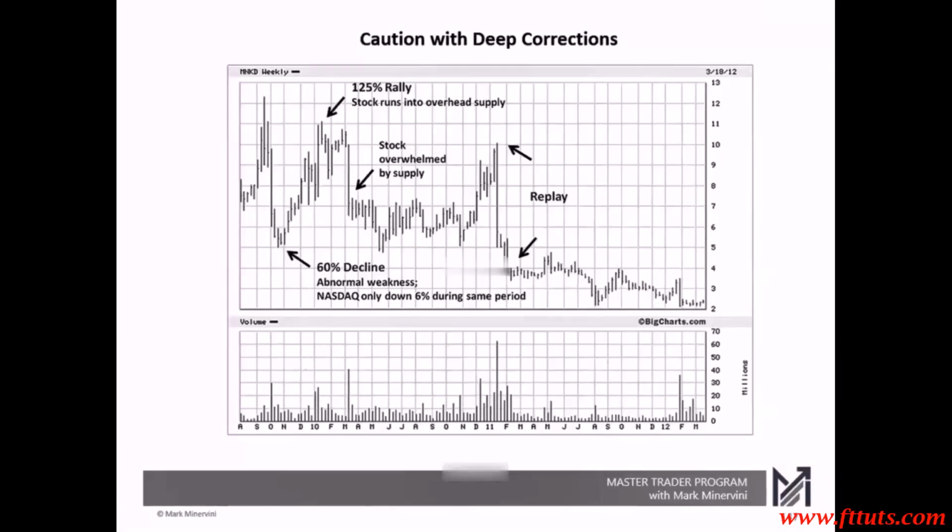Right. And also, like Dave said, this is also looking at the market and the environment. If you have a big bear market, you're going to have bigger and deeper bases. So it's going to be somewhat of a function, but you should always compare it to the market. If you can see right here, I point out that this decline is a 60% decline. This is abnormal weakness because the NASDAQ during this period only went down 6%. So this is way underperforming. That tells you right there, there's a tremendous amount of selling going on, and there's probably something wrong.